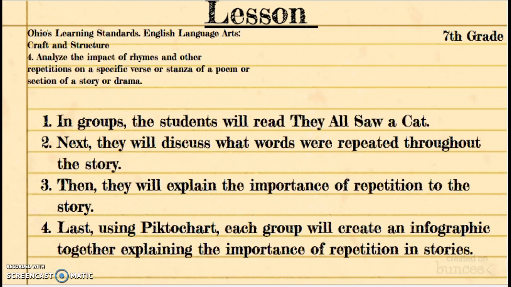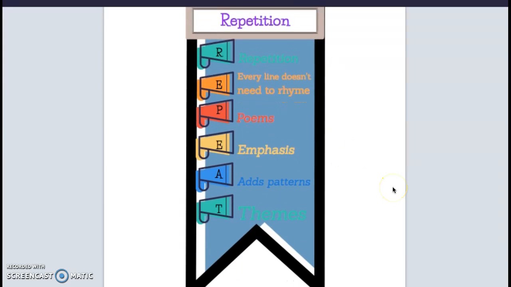I have thought of 2 lessons for this story. The first one would be for a 7th grade classroom. In groups, the students will read They All Saw a Cat. Next, they will discuss what words were repeated throughout the story. Then they will explain the importance of repetition to the story. Last, using Piktochart, each group will create an infographic together explaining the importance of repetition in stories. I have created one for you all to look at.